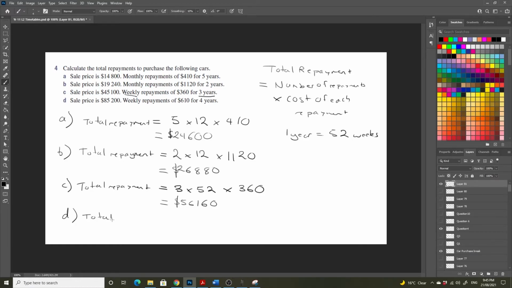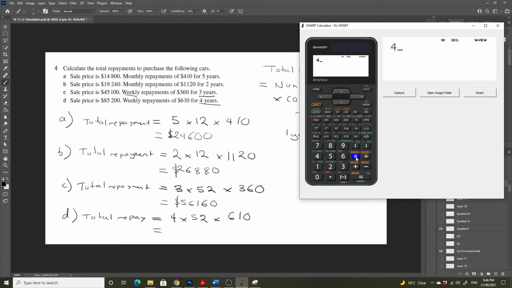And then D, we have total repayment. So total repayment is equal to, well, we've got 4 years at weekly repayments of $610. So 4 years, convert to weeks by timing it by 52, and then times that by the weekly repayments of $610. 4 times 52 gives you the amount of weeks, and then we times it by 610 to get the total amount we will be paying over this period in repayments for this car.